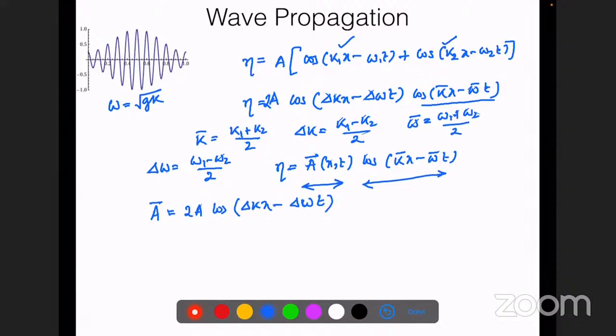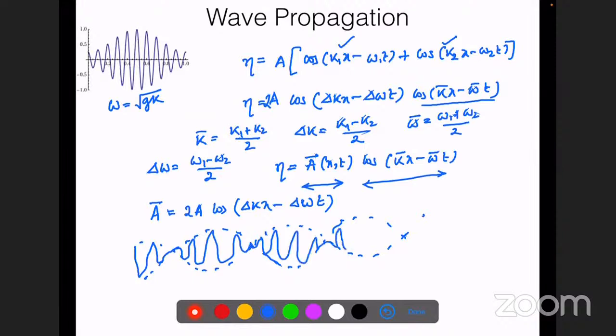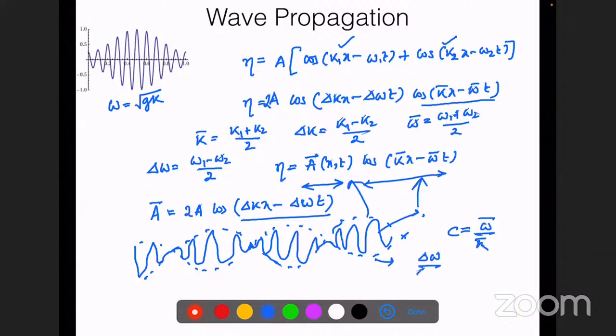If you were to look at how this would be, I will try to sketch it. Let's see. So there would be a carrier wave that is propagating. This is the carrier wave, which is given by this, and there is an envelope which is given by delta k x minus delta omega t. So what is the speed with which the carrier wave propagates? The carrier wave is propagating with the speed omega bar by k bar. And what is the speed with which the envelope is propagating? That is delta omega by delta k. So in the limit of delta k going to 0, this becomes d omega by dk.